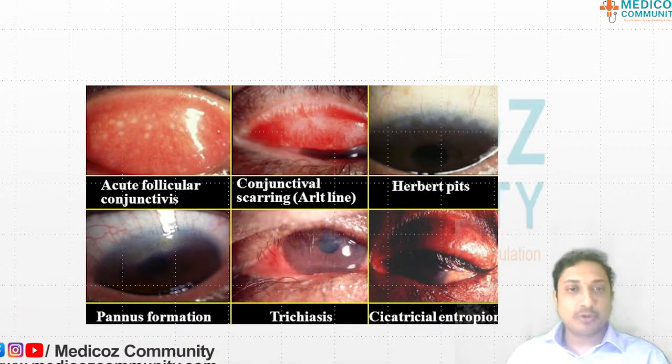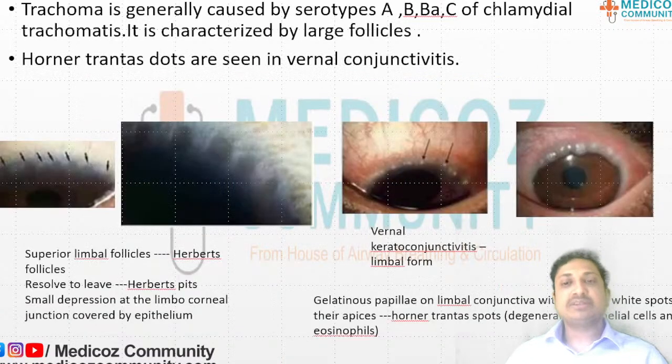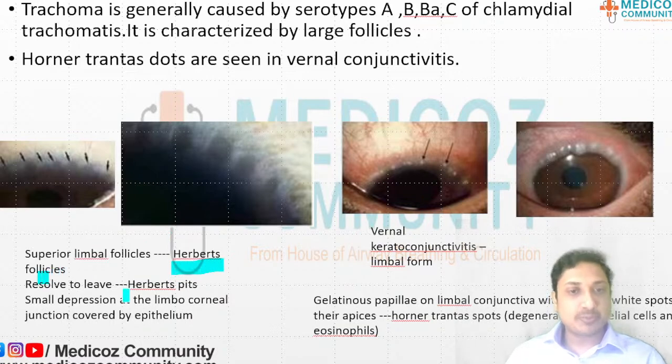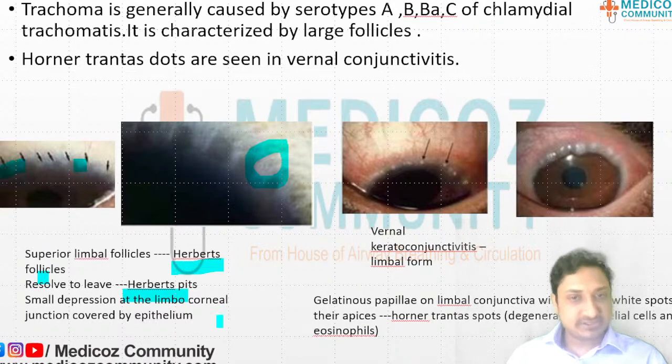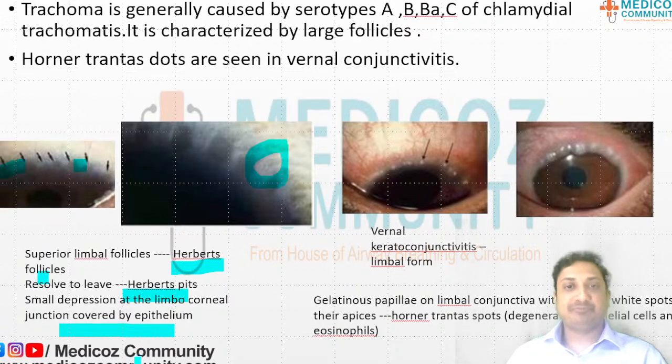Coming back to discussing some more things about trachoma. What is important in trachoma is that there are some MCQs which are very frequently asked about Herbert follicles, which later become Herbert pits. And you should also differentiate trachoma from vernal keratoconjunctivitis. So what are Herbert follicles? These are superior limbal follicles. These are on the superior limbus, which resolve and they leave some pits here. These are called Herbert's pits at the limbocorneal junction. Okay, and these are covered by epithelium. So Herbert pits are found in trachoma.